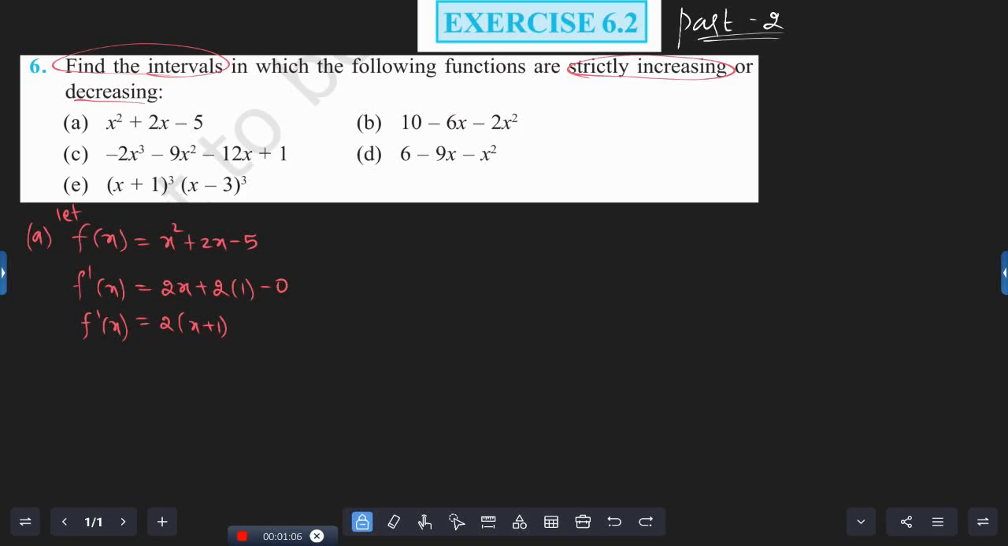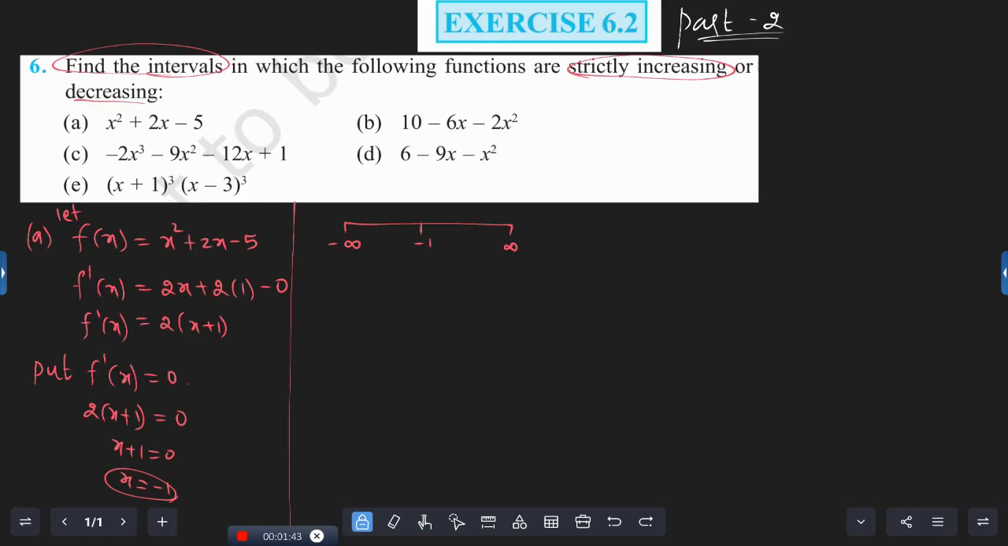What is the rule actually? After finding f dash of x, what do we have to do? Yes, put f dash of x equal to 0, that is the condition. That means f dash of x, 2 into x plus 1, is equal to 0. Multiply, 2 is on the opposite side, so x plus 1 equal to 0. Then x is equal to what I am getting? Minus 1. That is the x value.